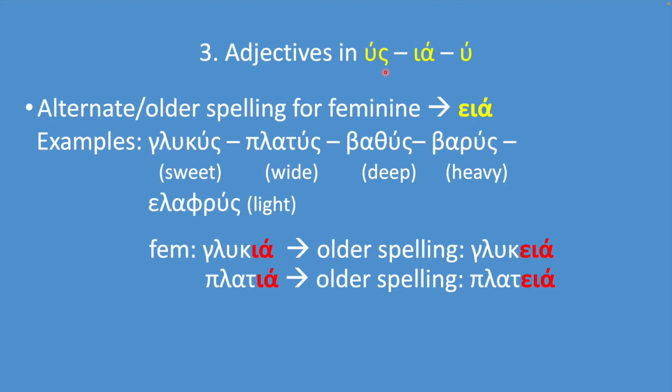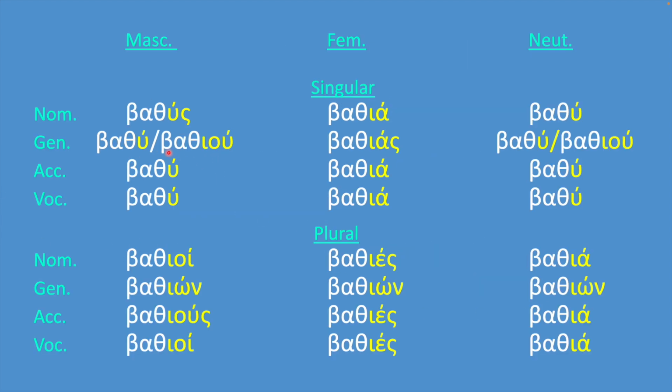Number 3, adjectives in is, ya, i. There is an alternate older spelling for the feminine in epsilon iota alpha. For example, γλυκύς, πλατύς, βαθύς, βαρύς, ελαφρύς. And the feminine, γλυκιά, the older spelling would be γλυκειά with epsilon iota. Πλατιά, older spelling, πλατειά with epsilon iota. And this is how they are declined.